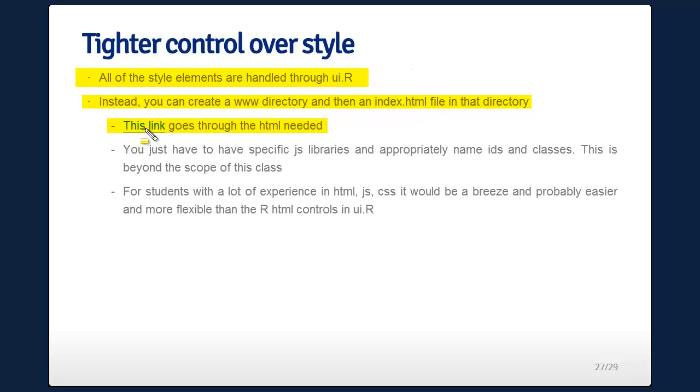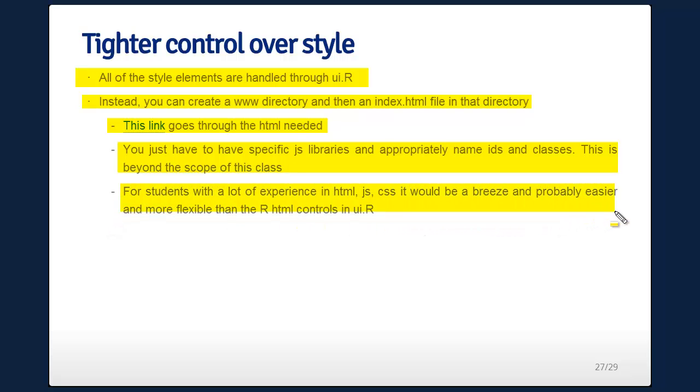And then when you go to this link, it'll show you basically how you have to just have the inputs labeled in a specific way, and then Shiny will recognize them. And so you just have to have specific JavaScript libraries installed and appropriately named IDs and classes. And this is sort of beyond the scope of this class, but I think for many of the students in the class, things like HTML and JavaScript are very easy for them.